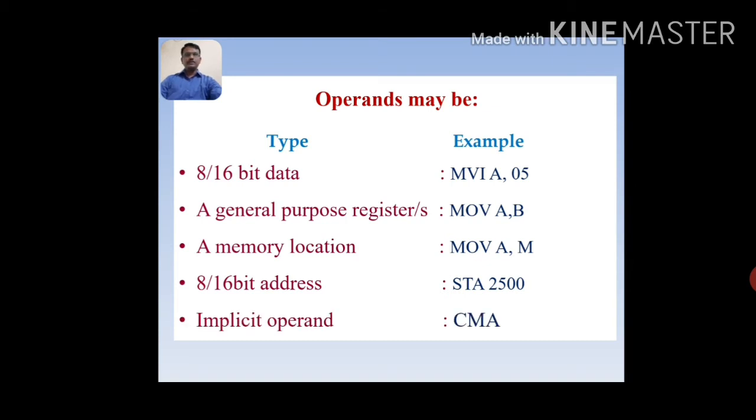Sometimes the operand is not given explicitly, so we call it an implicit operand, meaning the operand is assumed to be the accumulator. Here the instruction is CMA, complement the content of accumulator. Operand may be of various types. It may be 8 or 16-bit data, it may be a general purpose register, it may be a memory location, it may be an address, or it may be given implicitly.